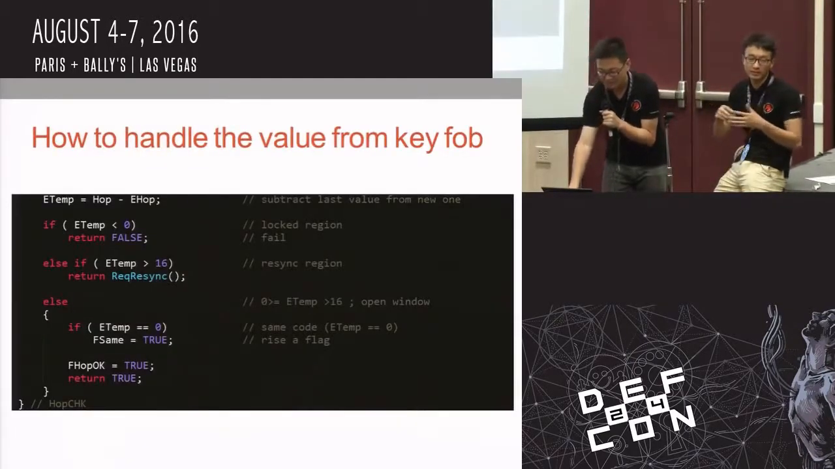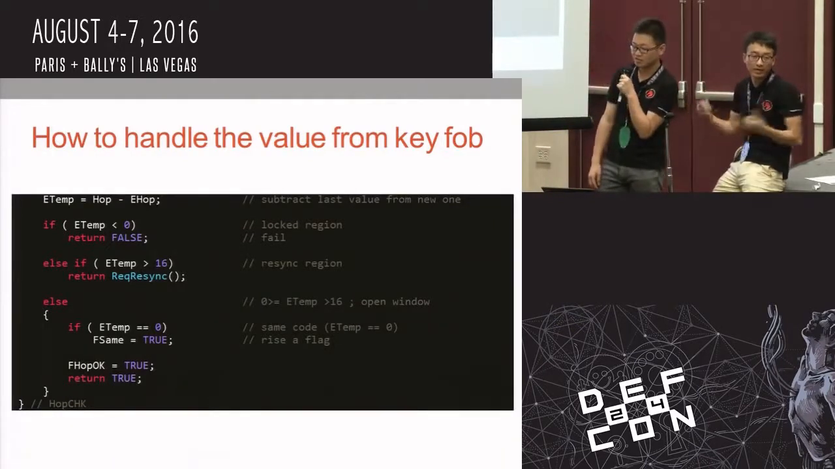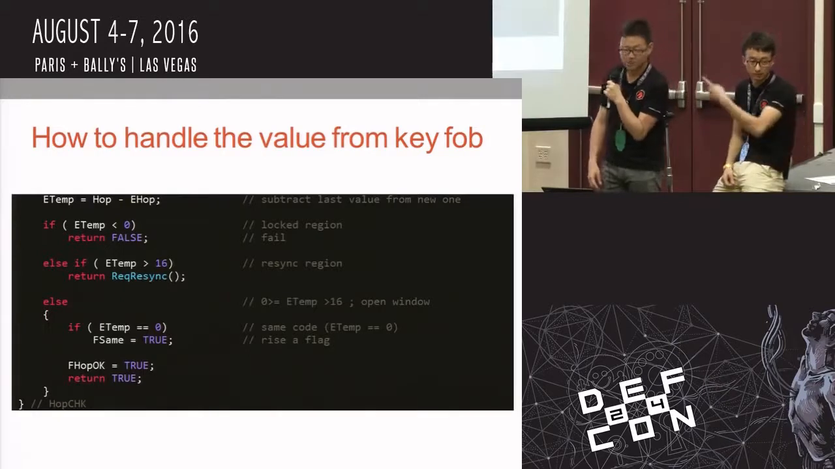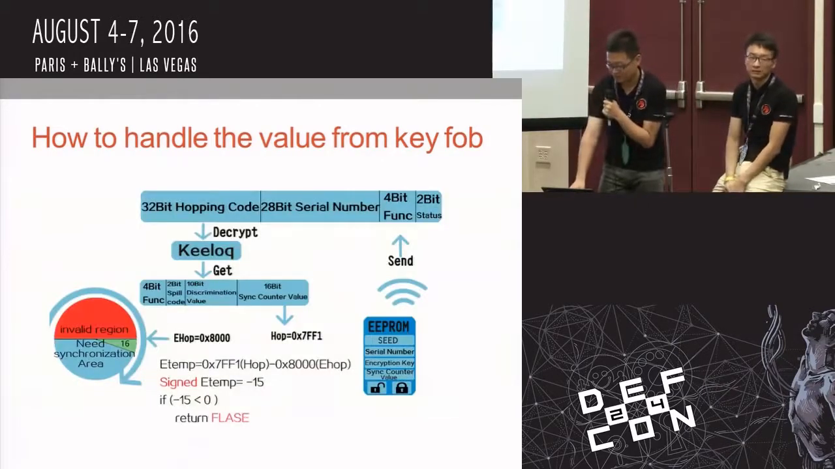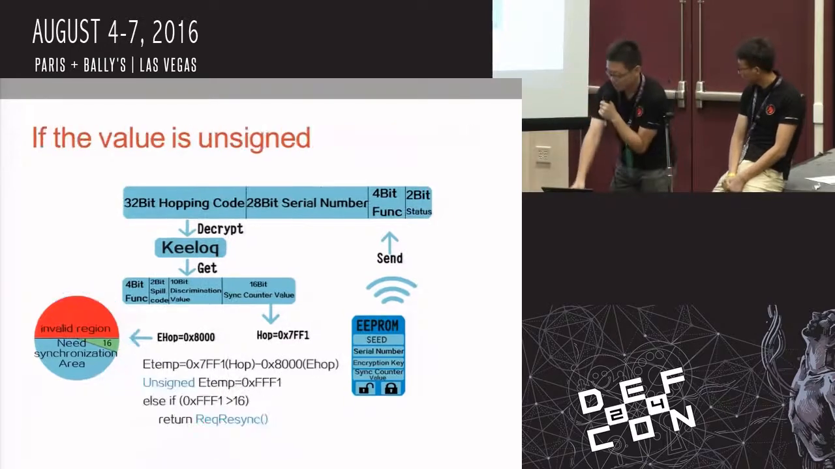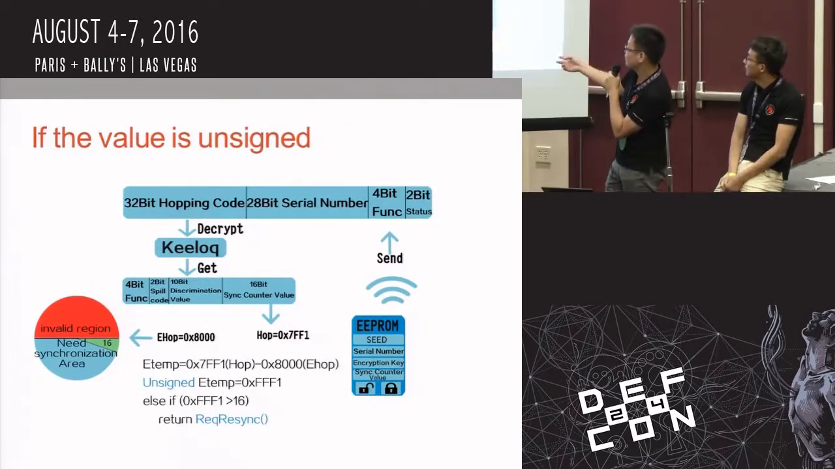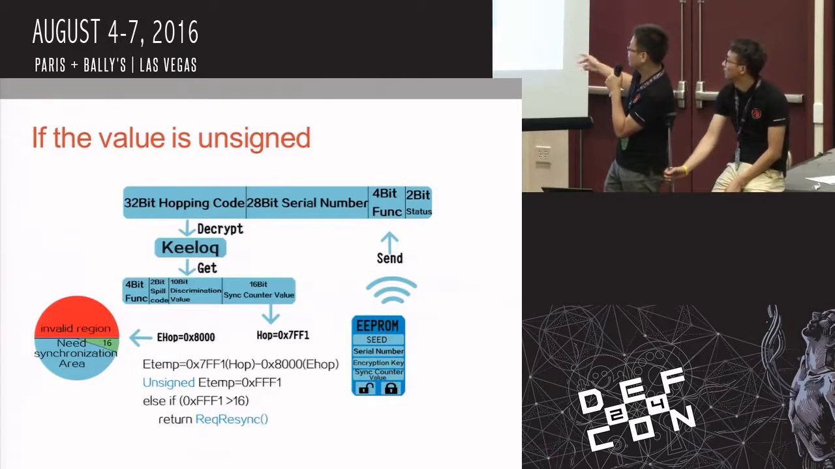The procedure I just explained is the normal procedure of how a car authenticates the key fob. He is going to introduce the flaw. You know, this is a normal procedure. And if they define this as an unsigned value, so this is abnormal.